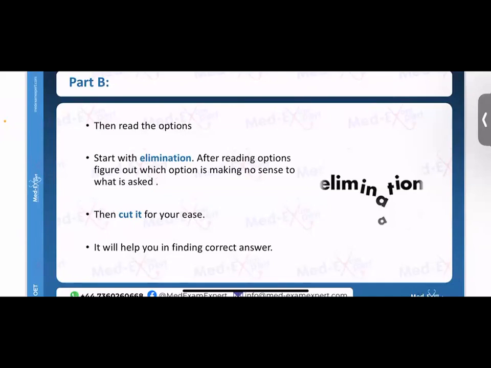So I was talking about elimination in reading part B. Now what is elimination? After reading options, figure out which option is making no sense to what is asked. I don't know who answered my question, but you were somewhat correct, because you may get an idea from the keywords and understanding the gist of the passage. You may get an idea that among the three options, which option is making no sense to the question asked. So in that way, you can easily cancel that option.